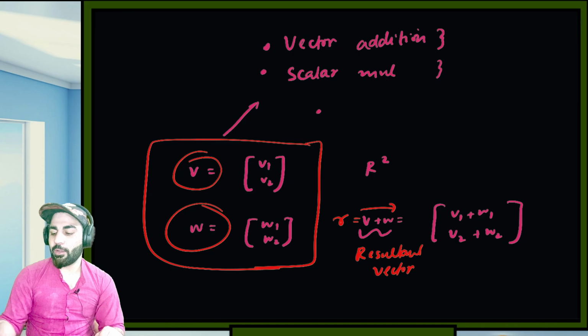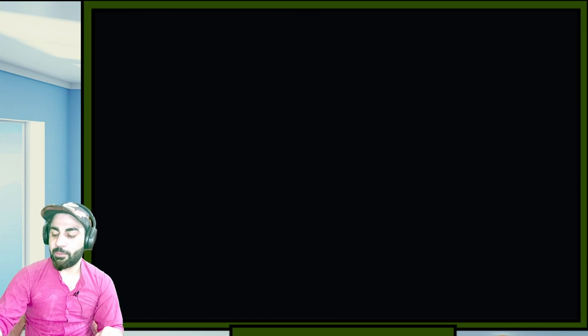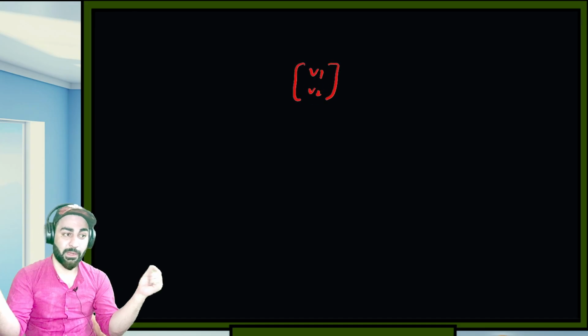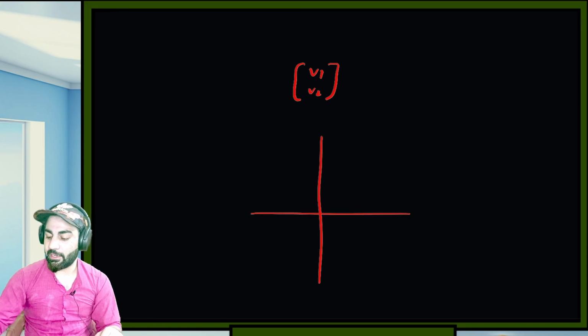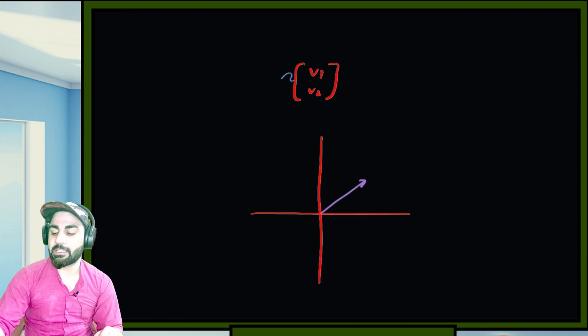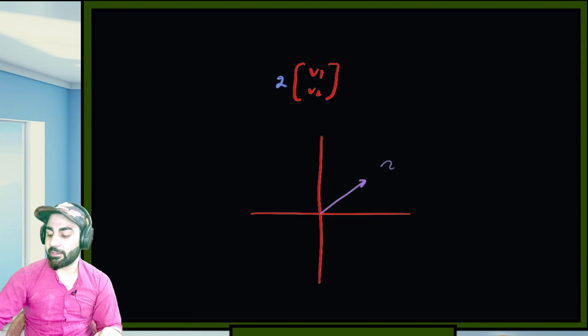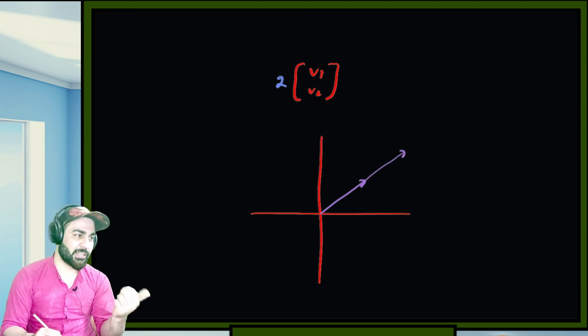Now I'll go to scalar multiplication. Scalar multiplication was basically, if you have a vector like this, v1, v2, lying in some two-dimensional plane like this. If you multiply it by a number, let's suppose 2, this will stretch the vector. It will either stretch the vector or squish the vector.